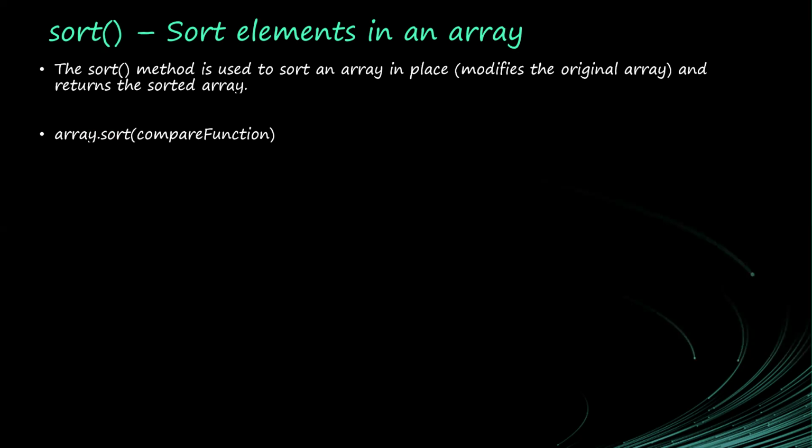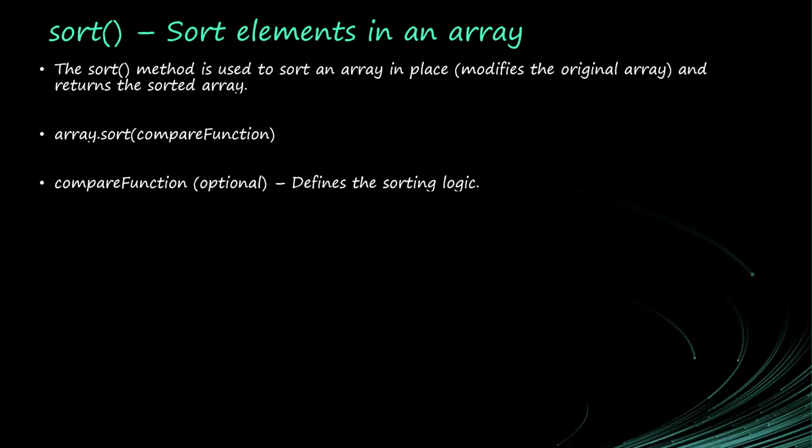Now, the syntax of the sort method is that it takes a function. That function is called the compare function. This function will compare every element in that array with each other. So that's what it does. The compare function is optional, but it's not advisable to leave it out, unless you're just working with strings.